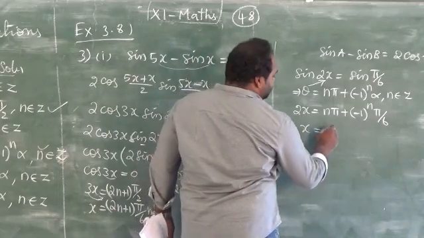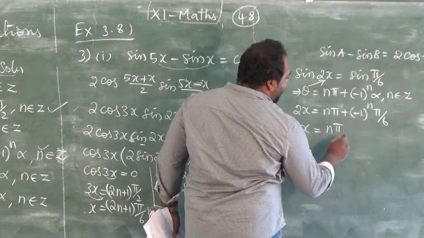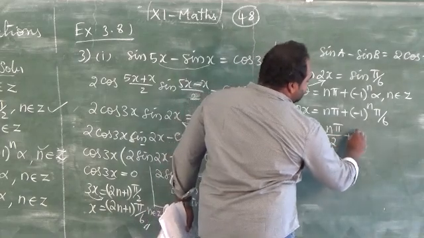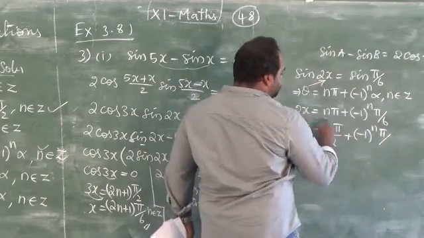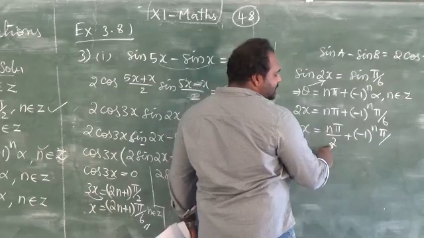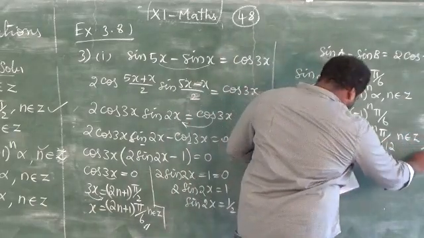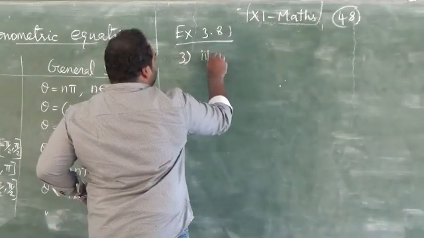Here I need only the value for x. So x equal to n pi by 2 plus minus 1 power n pi by, if I carry it to this side it is in the denominator, so here it is 12. n belongs to Z. Next, problem number 3, subdivision 3.